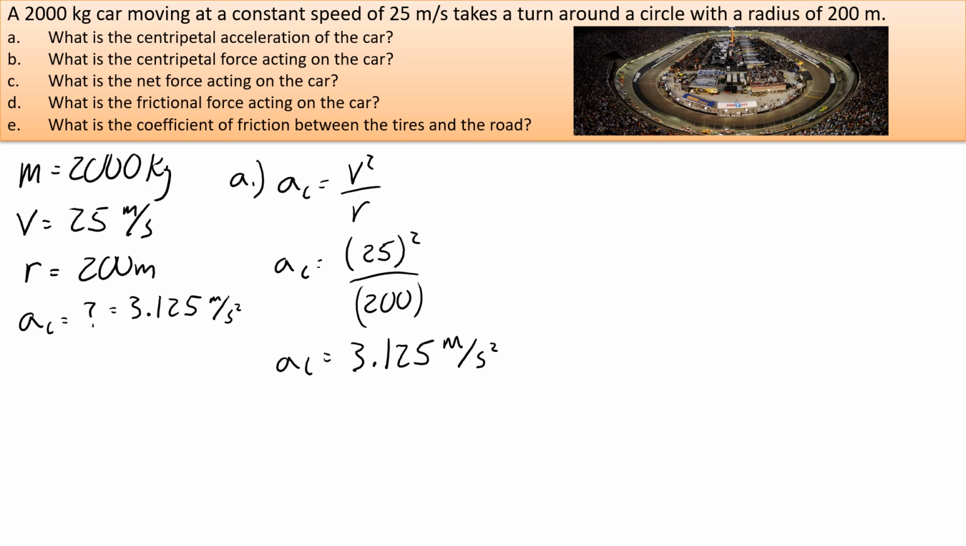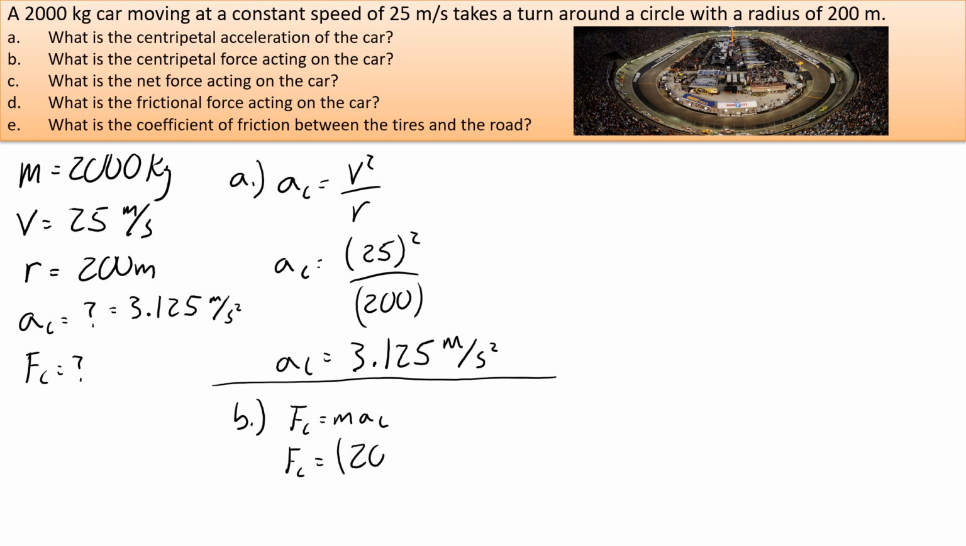And part B says, what is the centripetal force? So now we could use that version of Newton's second law. F_c is equal to m a_c. F equals ma still holds true. We're just moving in a circle now, and this will tell us the net force that's acting as the centripetal force. All right, so this is going to be 3.125, and you get a centripetal force of 6,250 newtons. That's causing the car to move in the circle at this speed.